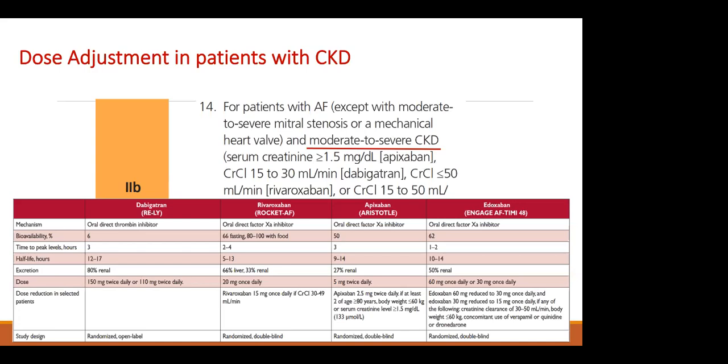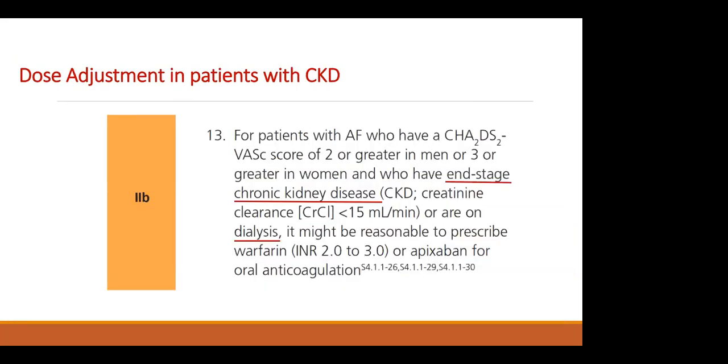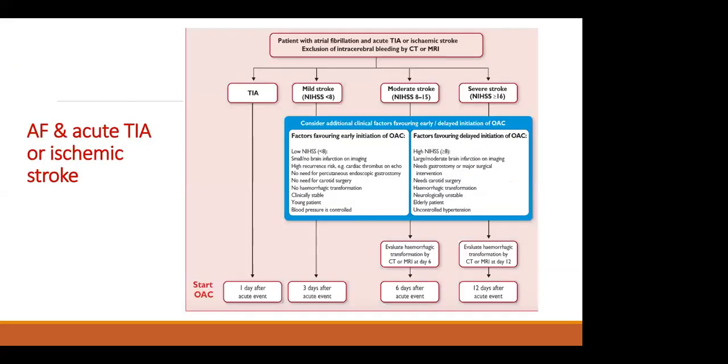milligram twice daily. But in patients with end-stage renal disease or those on dialysis, you can give only either warfarin or apixaban. These are actually the two anticoagulants that were studied and proved good efficacy and safety in patients with end-stage renal disease and those patients on dialysis.